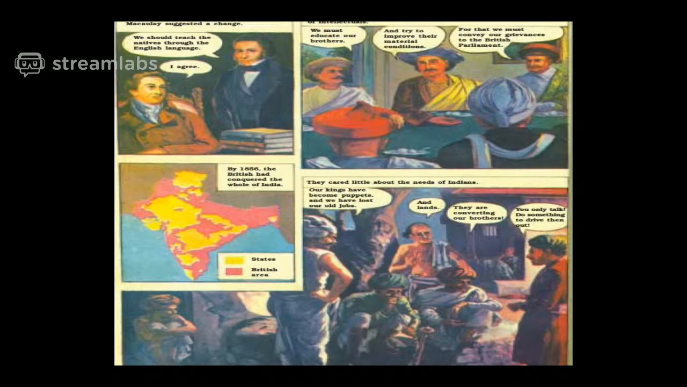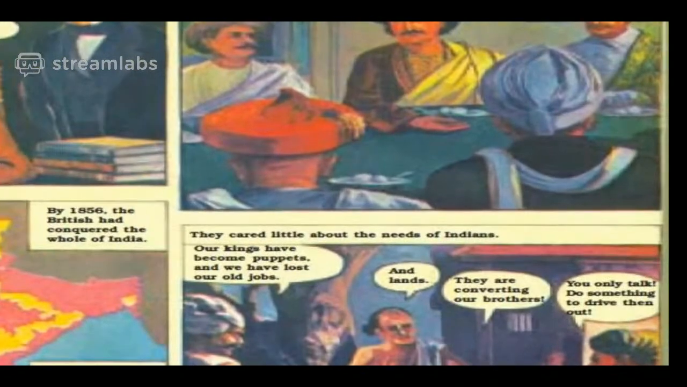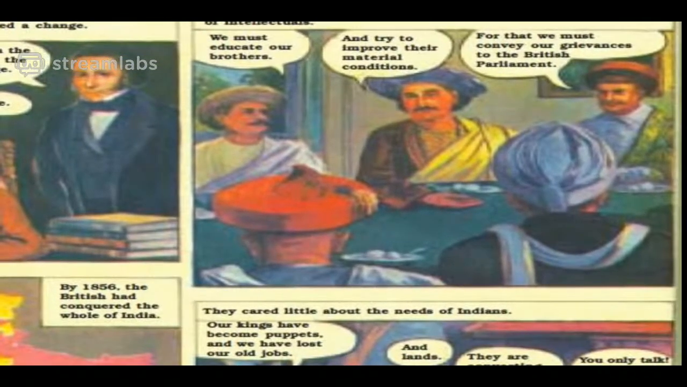But though this was inequality, at the same time, since they got English education, they were getting more education. So now thinkers, educationists and intellectuals began to grow in India. And you can see here they are talking, intellectuals: We must educate our brothers. They wanted all Indians to get educated and try to improve their material conditions also. Next one is speaking: For that, we must convey our grievances to the British Parliament.